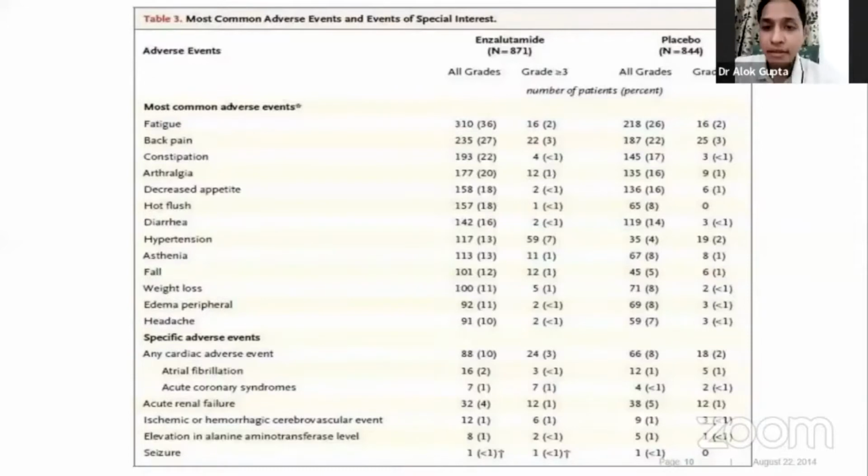And just to highlight here that acute coronary syndrome, there were 7 patients who developed acute coronary syndrome in the enzalutamide arm, and there were 4 in the placebo arm. So a very slight increase in the incidence of coronary syndromes with the use of this molecule compared to placebo.